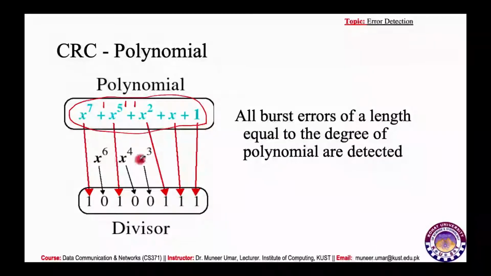For x power 3, there should be 0. For x power 4, there should be 0. And similarly, for x power 6, there should be 0. So this one is our divisor, and this divisor is represented by this polynomial. All burst errors of a length equal to the degree of polynomial are detected.